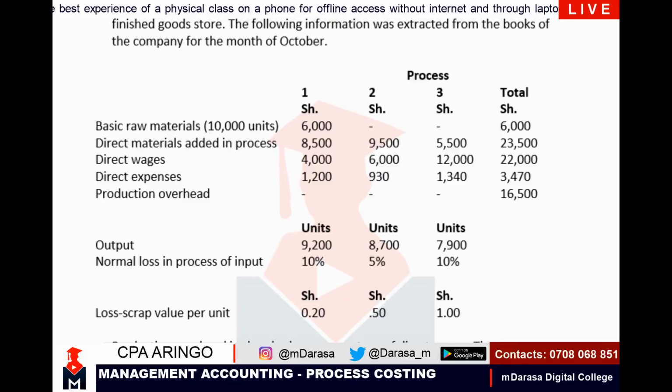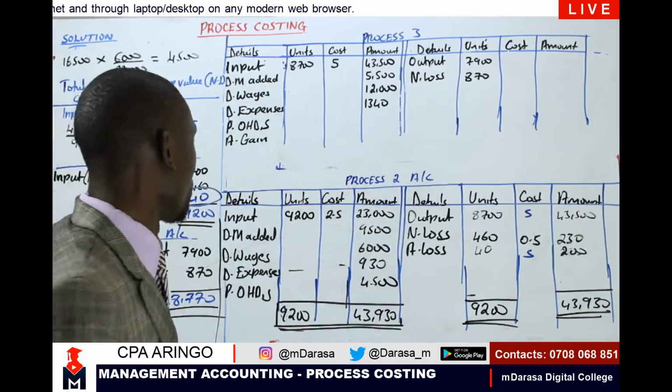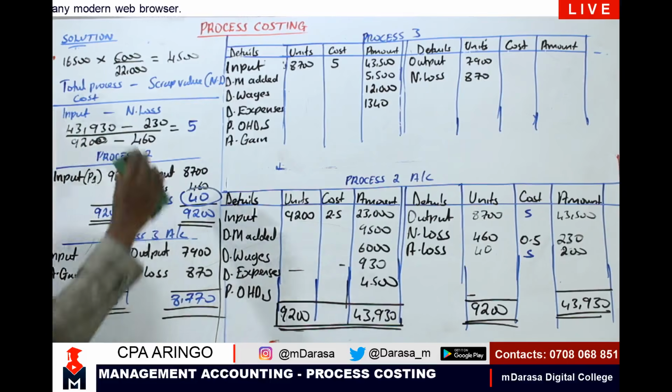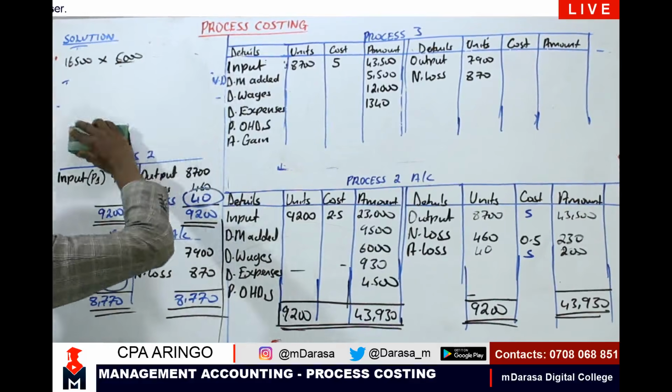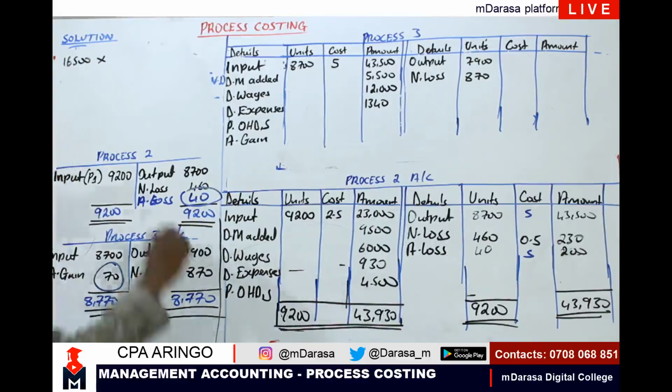What about our production overheads? Looking at our production overheads, the concept is just the same as the one that we did for process 1 and process 2. So for production overheads, allow me to erase this part here so that we work for that. Total production overheads, I was given 16,500.